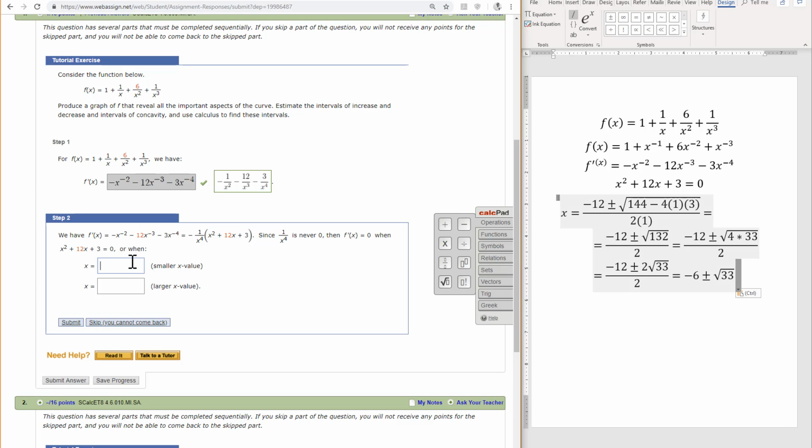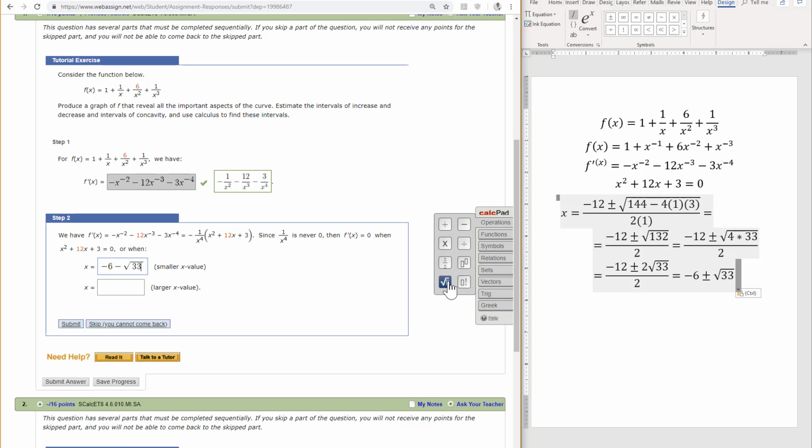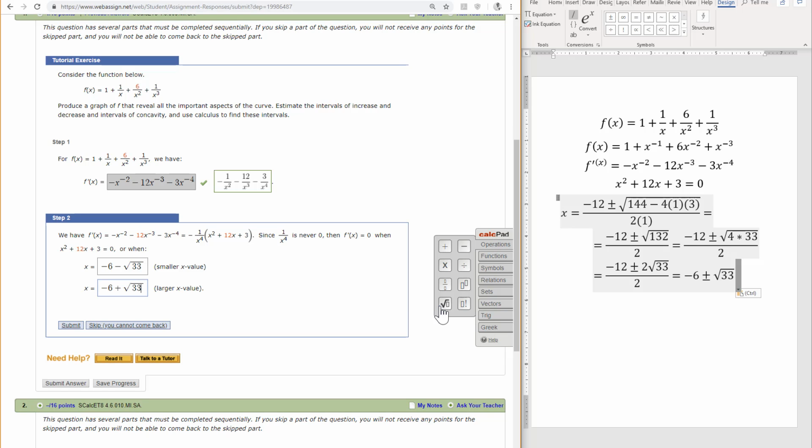So I would go 6. It looks like they are looking for an exact value here. I don't know if you can put decimals here, but we'll put the exact value. So that was -6 minus root 33, and then we have -6 plus the square root of 33.